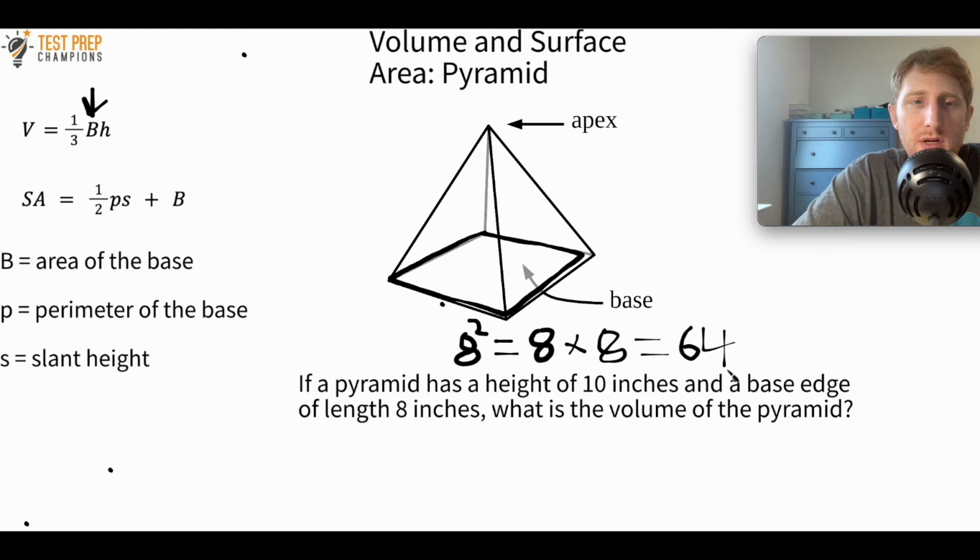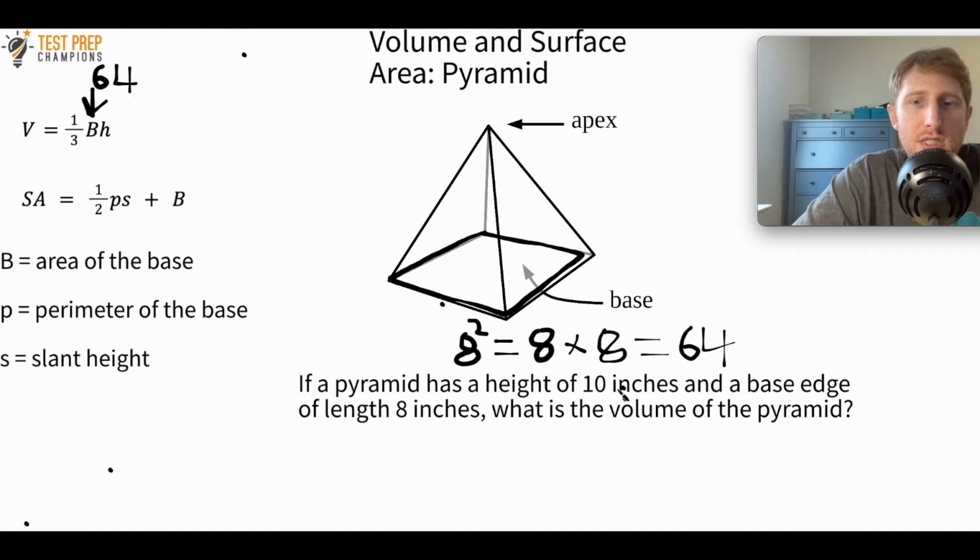So here's the twist again. We need to plug the area of the base into the formula. And since this pyramid has a square base, we need to calculate the area of that square, which is 8 times 8, or 64. So that's what I'm going to plug into the formula here for the area of the base.